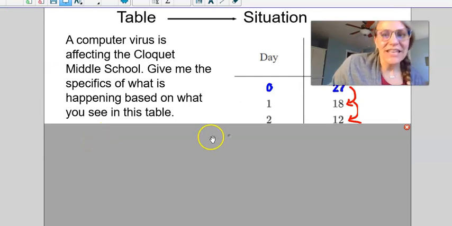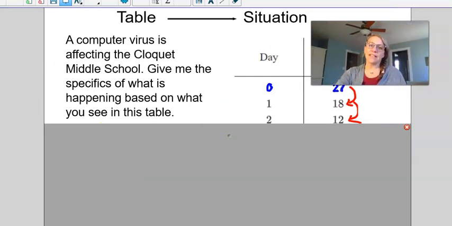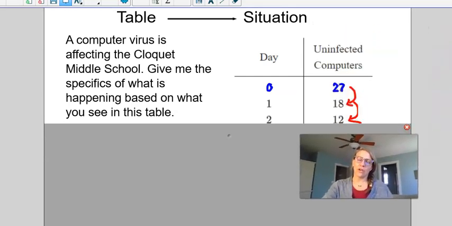All right, next is going from a table to a situation. So we're going to be looking at different tables, and you really need to pay attention to the labels of the tables. That rhymed. To help you come up with what this situation is all about. Okay, so this situation is about a computer virus at the Cloquet Middle School. This is the number of uninfected computers, so the computers that are safe, that are perfectly fine. When they started, there were 27 computers that were uninfected when they started looking at it. So that's why it is blue.